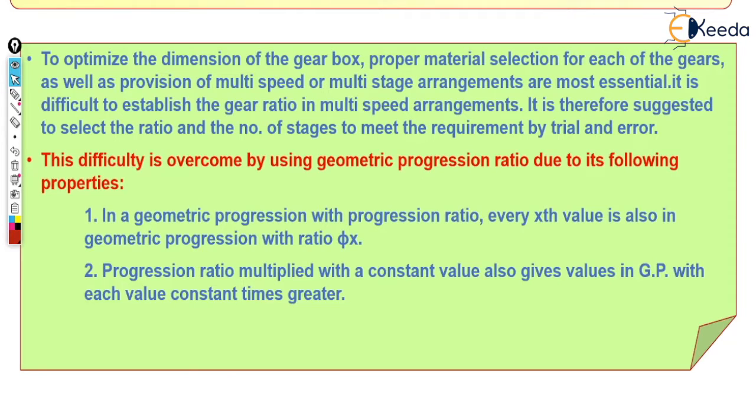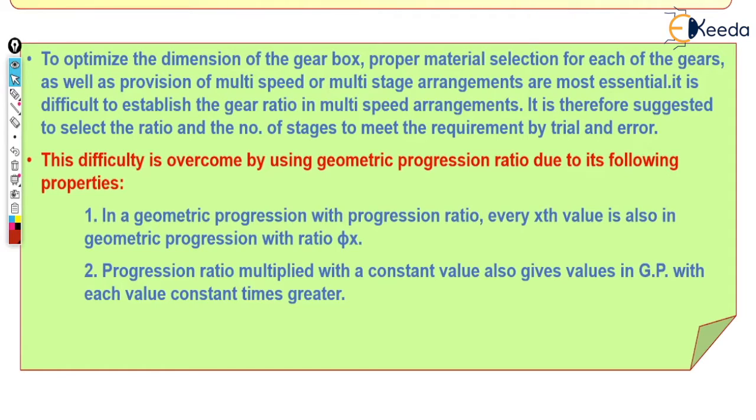Now it is difficult to establish the gear ratio in multi-speed arrangements. It is therefore suggested to select the ratio and the number of stages to meet the requirement by trial and error. This is the important point: as it is difficult to establish the gear ratio in a multi-speed arrangement, it is a trial and error method. With it, we can check the number of stages and the ratio. So this is the problem with the better design feature.